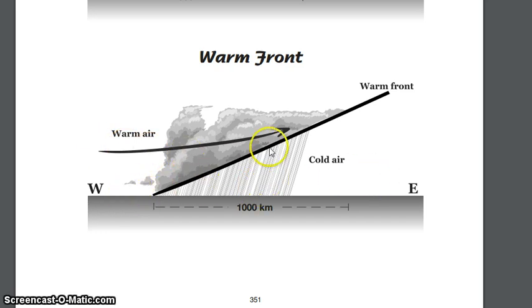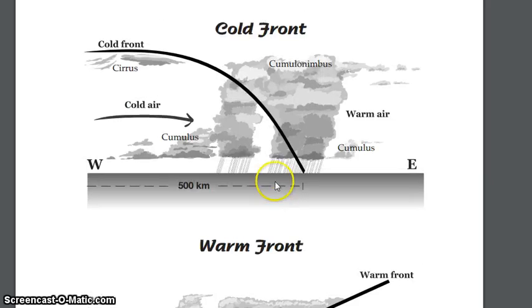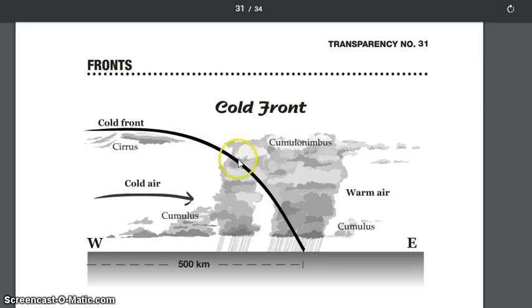And we could see the shape of the front has also changed, more of a wedge. When we go back up to the cold front, much more abrupt change, a lot more vertical, more of a scooped look to this. The cold air is doing the pushing. That's why we're calling this one a cold front. It's moving the warm air out of the way.